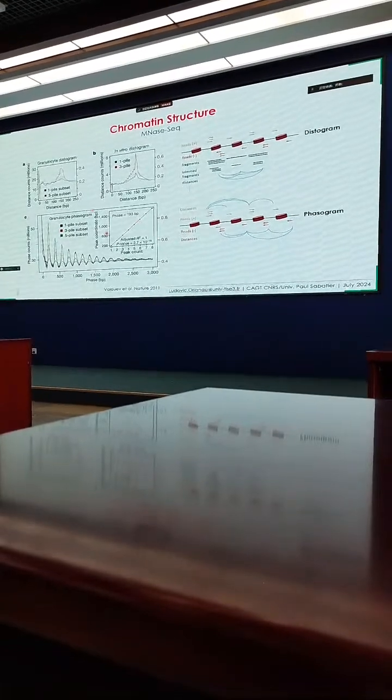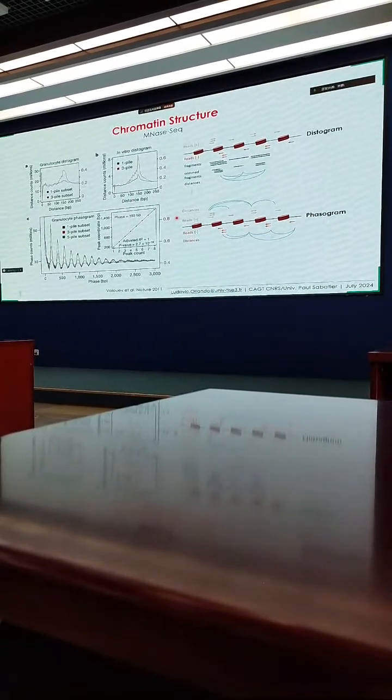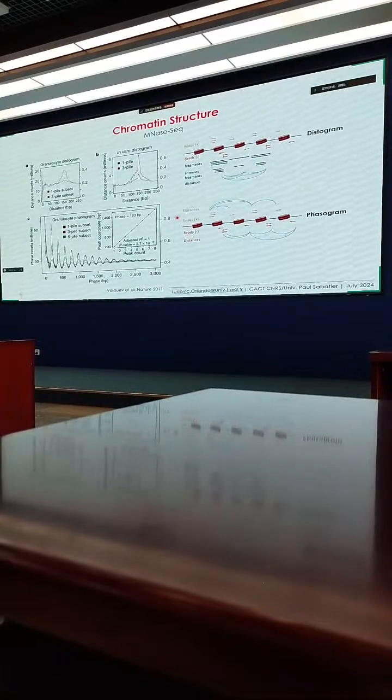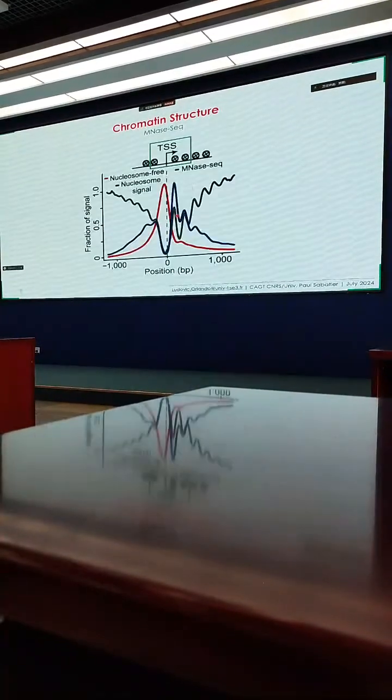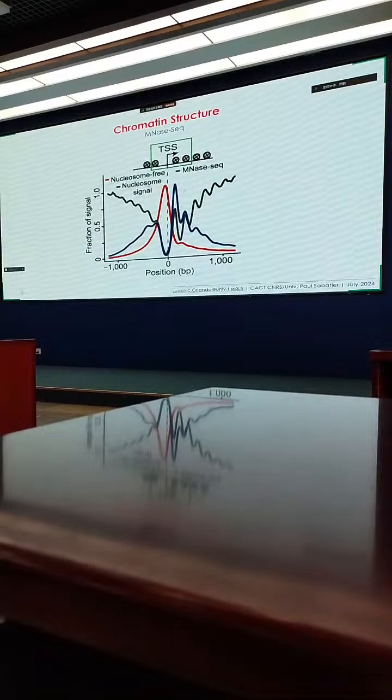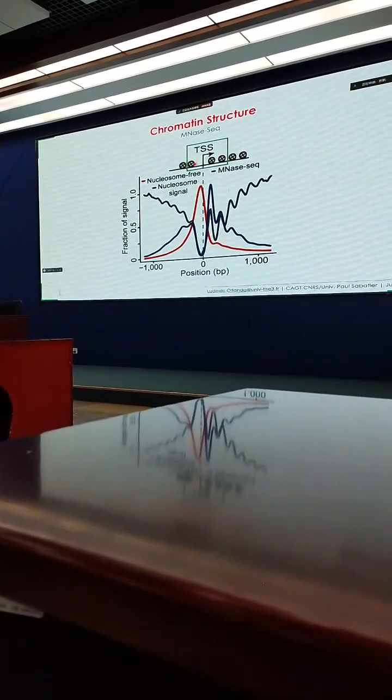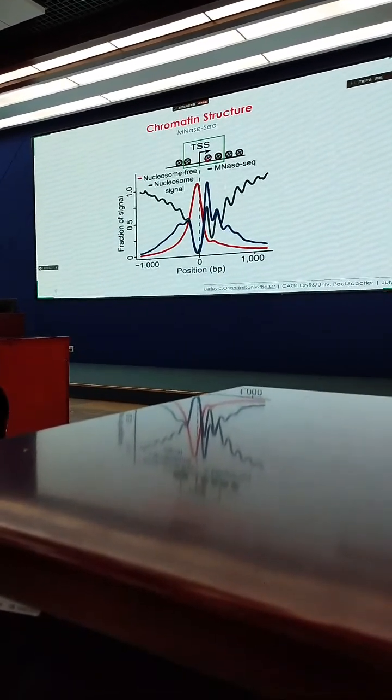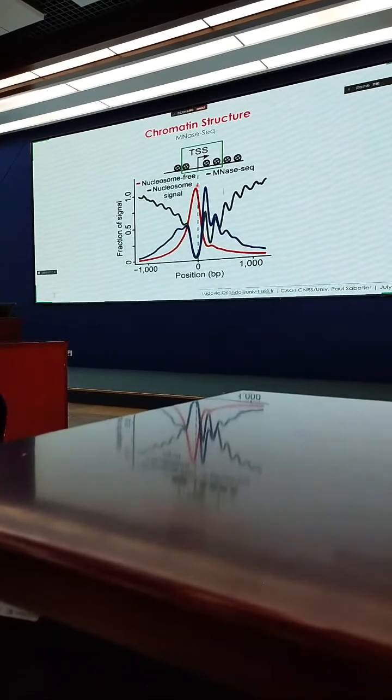And so you know that with this assay, you learn a lot about the way things are positioned, where nucleosomes are positioned. Okay? And this is how we can tell that in the TSS, for example, there is a nucleosome-free region here.